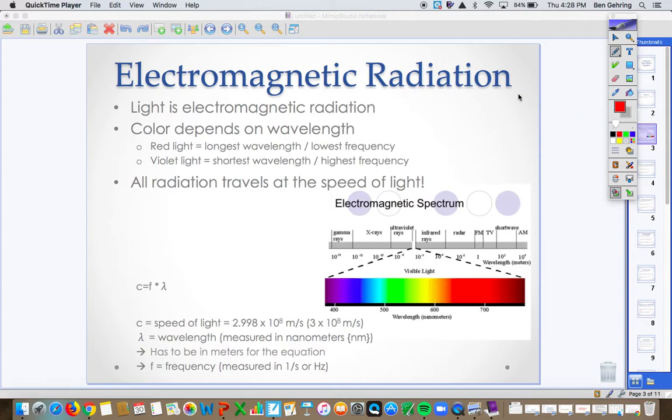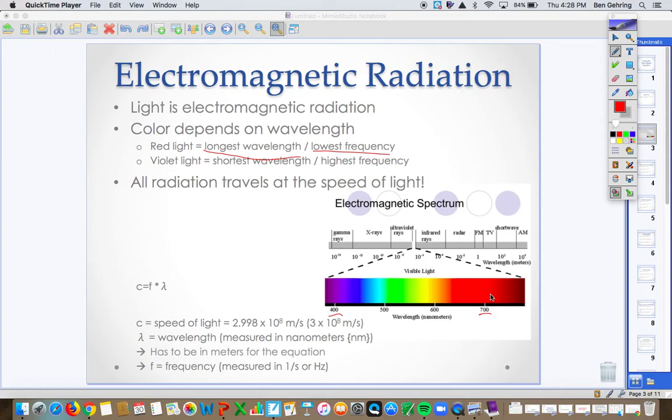So for starters, this is a slide we looked at on the last presentation. We're looking at the electromagnetic radiation, the electromagnetic spectrum. If we look at just the visible light spectrum, you'll notice that violet is down here with a wavelength of roughly 400 nanometers. Red is over here with a wavelength of 700 nanometers. And so red has a longer wavelength and a lower frequency than violet does. And then our colors go in between.